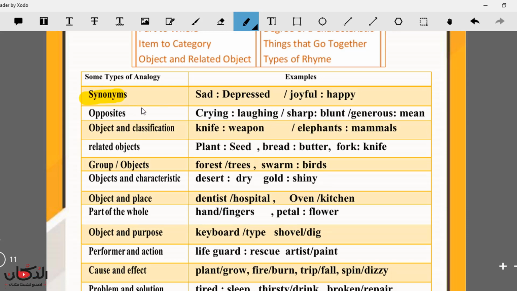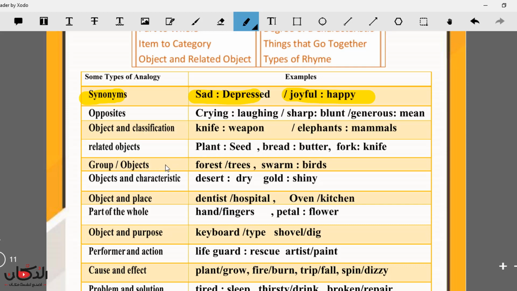Number one, synonyms. Synonyms are words that have the same meaning, like sad and depressed, joyful and happy. So if I find two words in the question which are synonyms, I should look for synonyms in the choices. Number two is opposites, like crying and laughing. Object and classification, like a knife is a kind of weapon, elephants are mammals. Sometimes we have related objects like plant and seed, bread and butter. They are vocabulary which goes together.